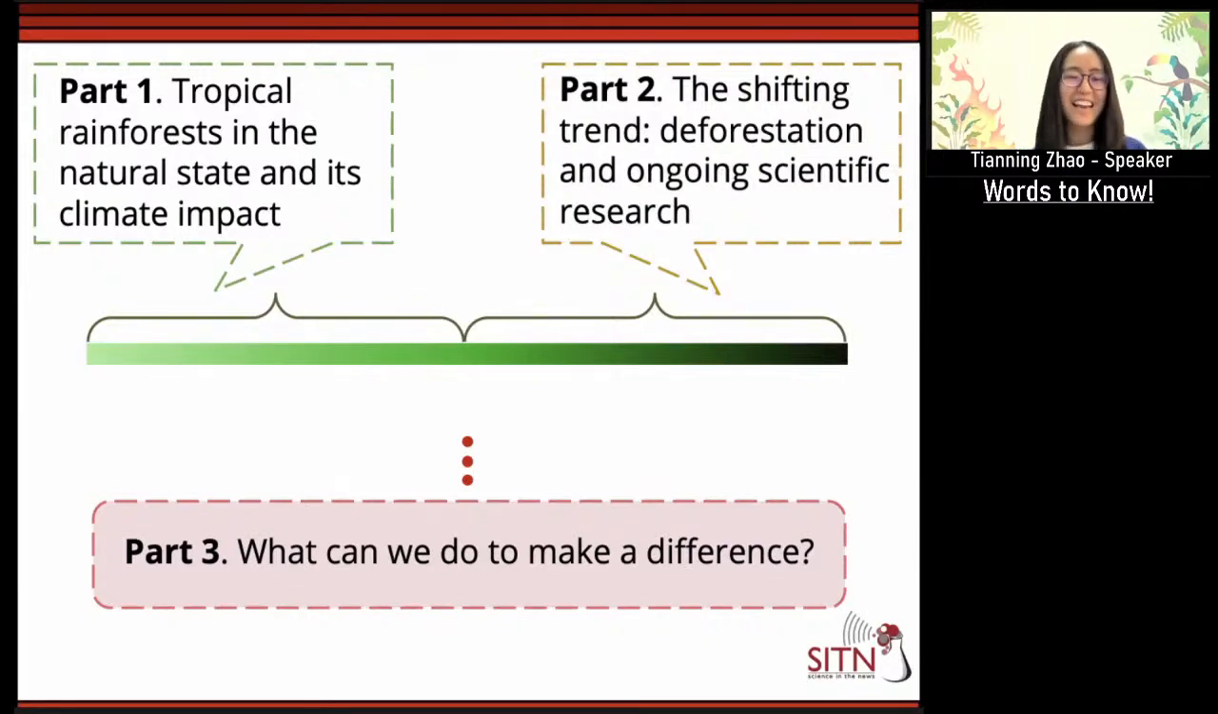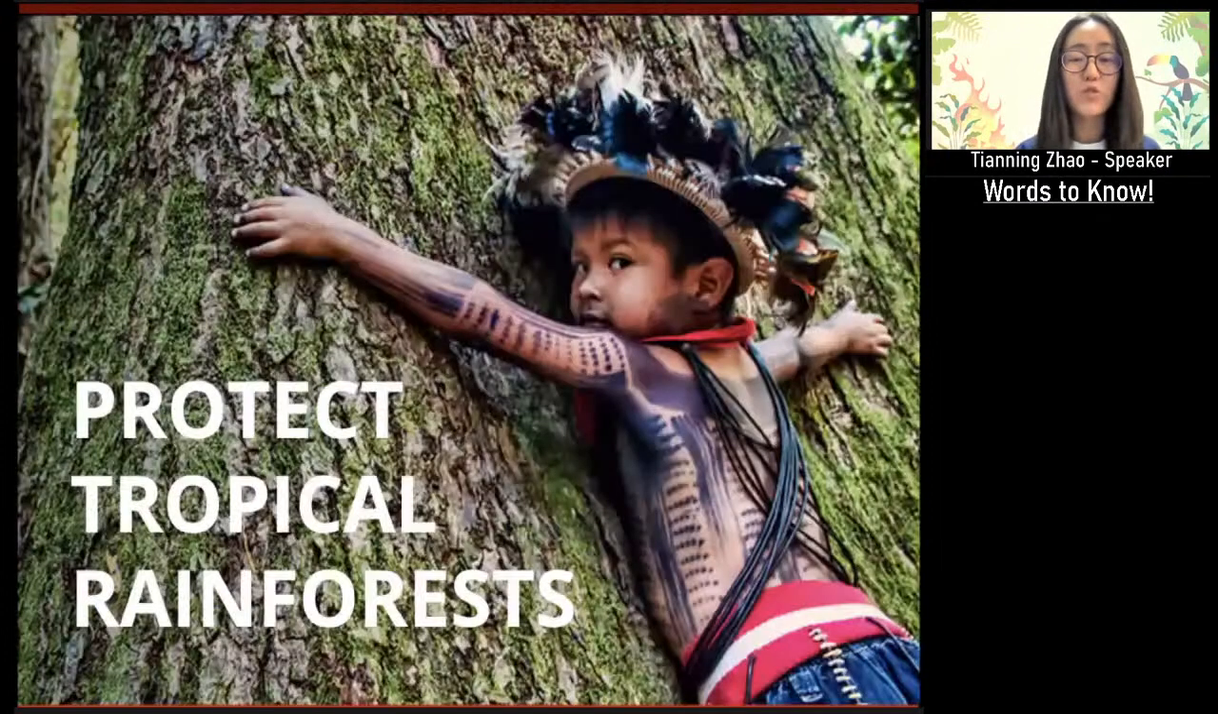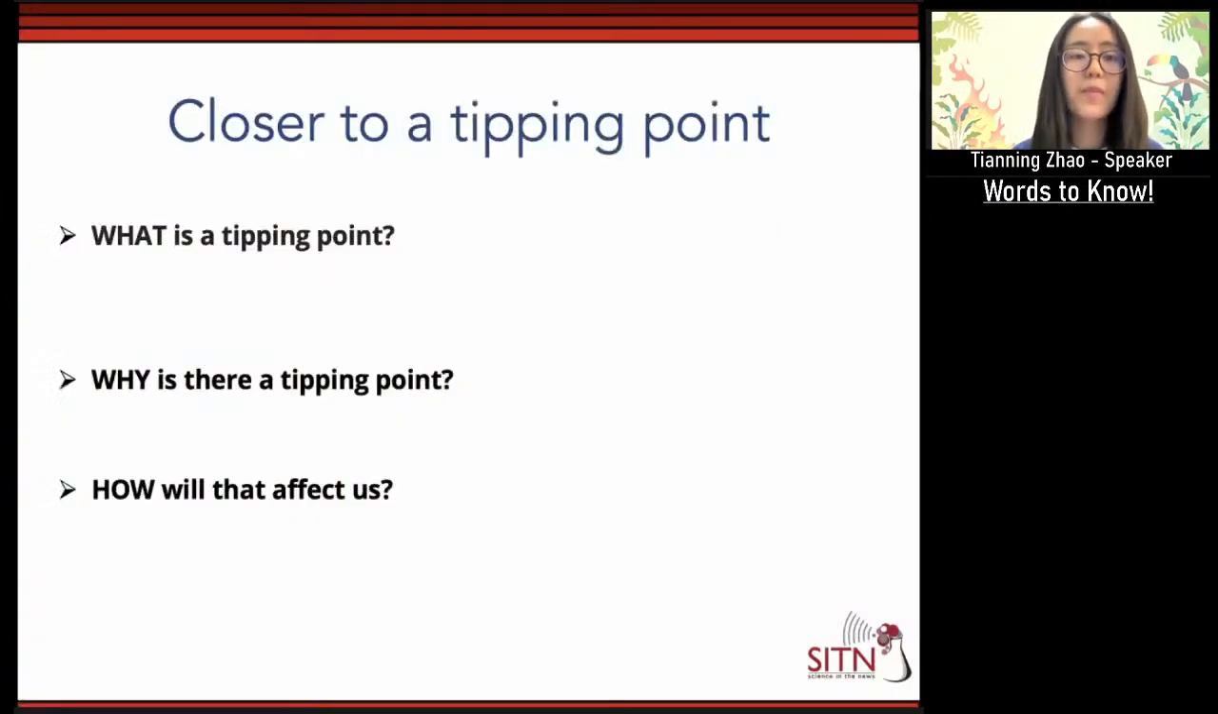Yeah, thanks, Jose. And you're absolutely right. In this final part, we'll talk about what we can do to make a difference in terms of protecting the tropical rainforest. Before I enter this part, I want to talk about the concept of a tipping point, and tell you why there is extreme urgency and importance at this moment to protect the tropical rainforest. We are closer to a tipping point, and I will introduce this concept. What is a tipping point?